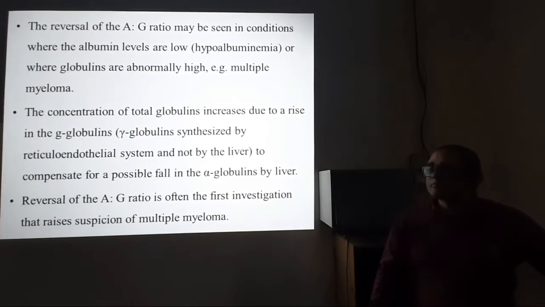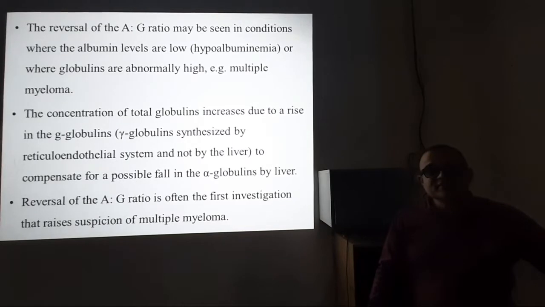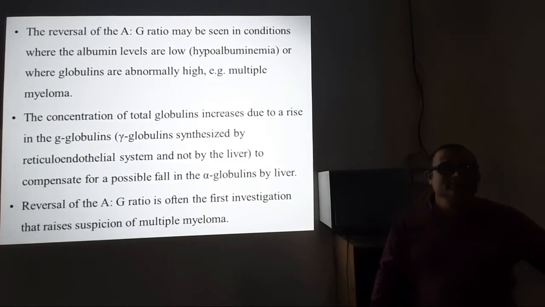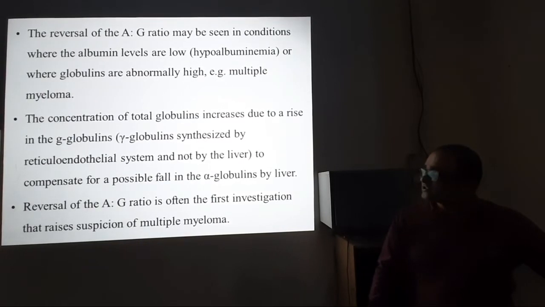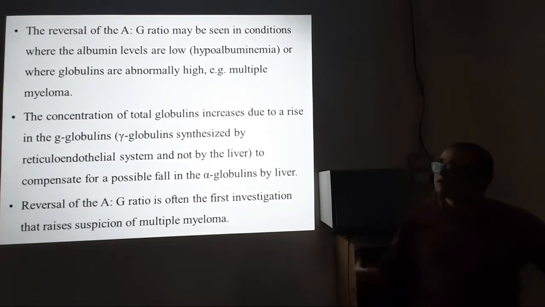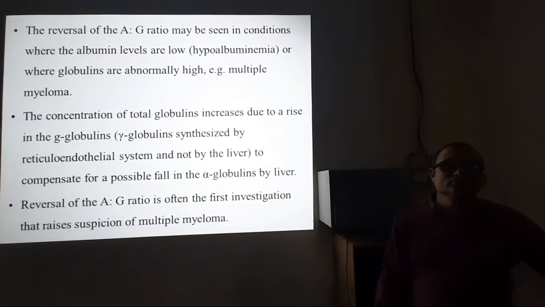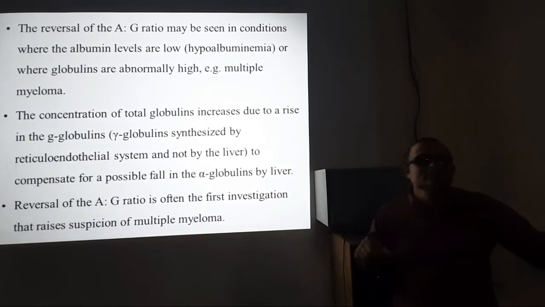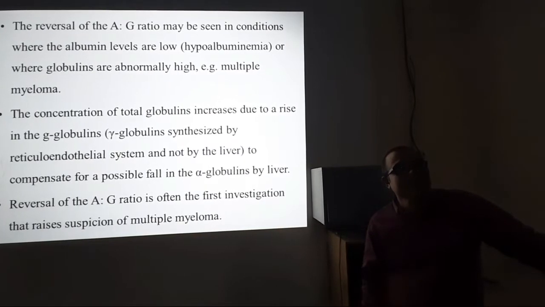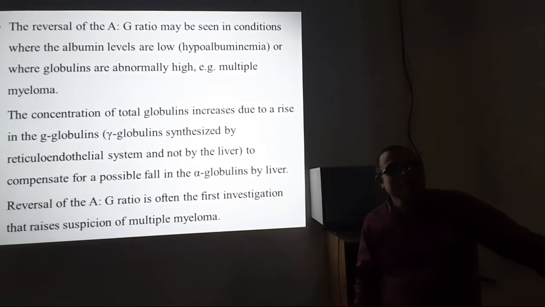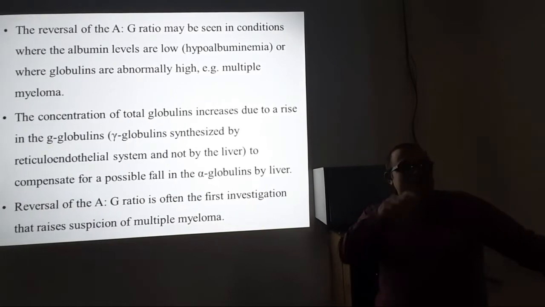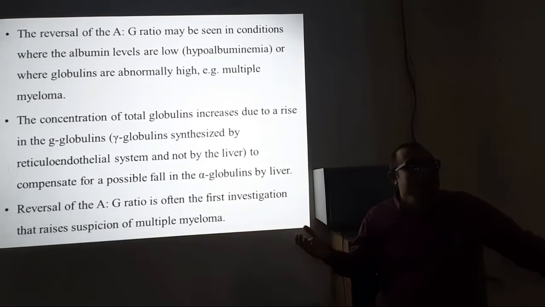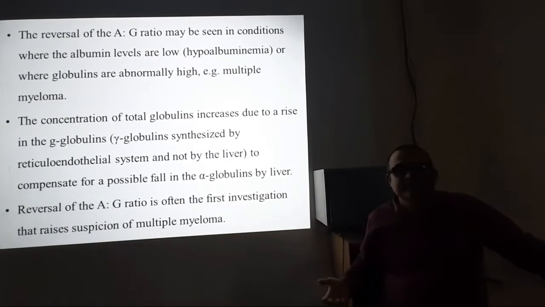So what are the causes of reverse A by G ratio? The first is advanced liver disease, the second is multiple myeloma. You should be able to tell this in the exam. In viva, you will be asked these questions. The globulin fraction which is increased in multiple myeloma is the gamma globulin. When we perform electrophoresis, we will have a demonstration in the practical and show you the slides. There will be alpha globulin, beta globulin, then gamma globulin, and this gamma fraction is increased in multiple myeloma.